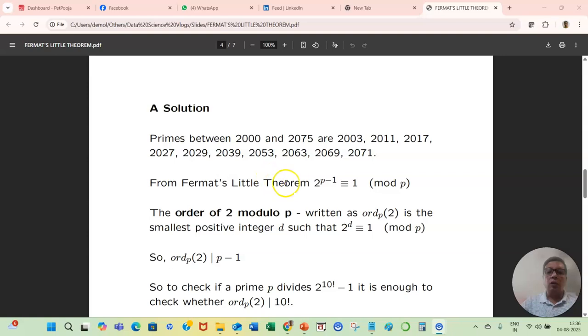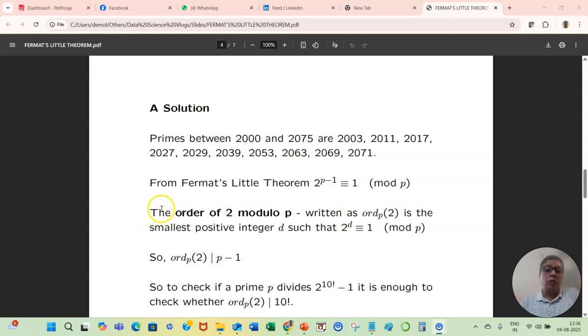From Fermat's little theorem, 2 to the power p minus 1 is equivalent to 1 mod p, because p is a prime, so 2 is co-prime to p. There is no common factor between 2 and p. So we can say from Fermat's little theorem, 2 to the power p minus 1 is equivalent to 1 mod p.